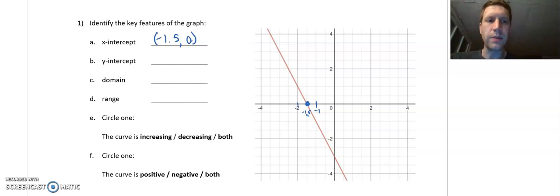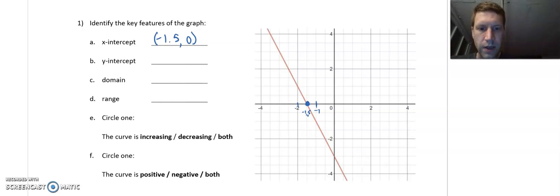So X-intercept, make sure that you are listing coordinates, right? It's always your X-intercept, comma 0. Don't just tell me -1.5. I take points off for that. I'm sure your other teachers will as well, okay? So this would not be correct. -1.5. That's just a value, right? That's not an ordered pair or location on a graph.